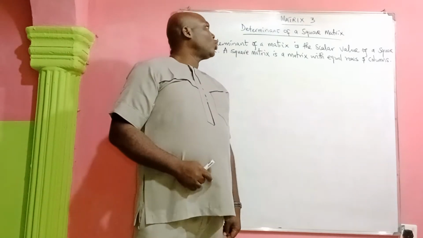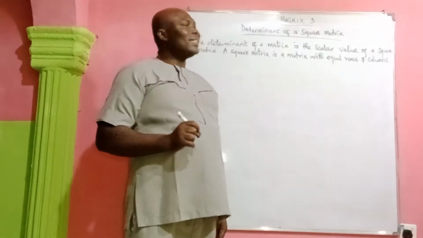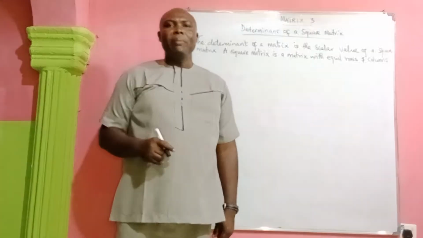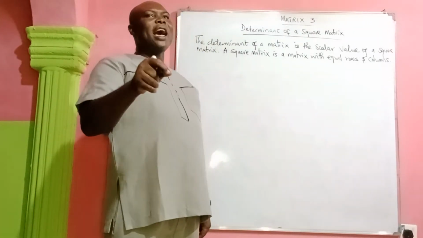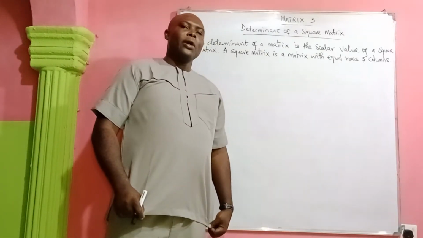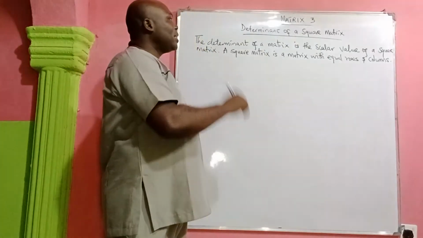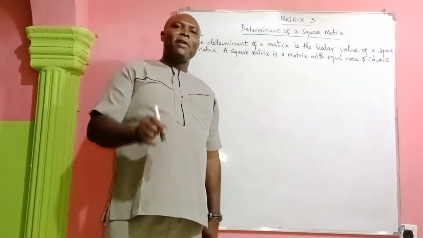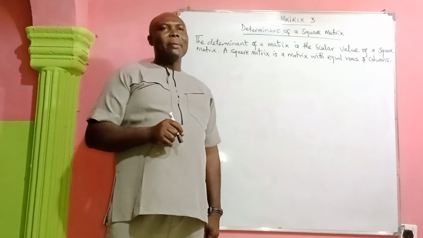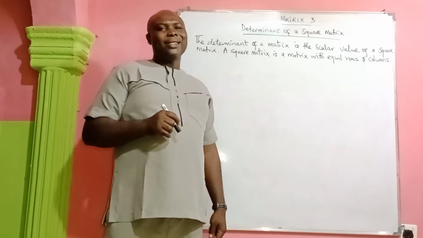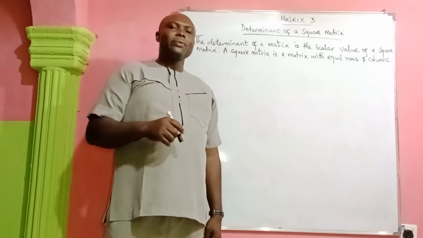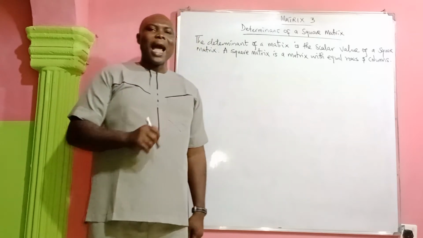Today we'll be going straight to matrix 3, determinant of a square matrix. Understand that the determinant of a matrix is the scalar value of that matrix itself. Please take note of that. The determinant of a matrix is the scalar value of the square matrix. And anytime we want to find the determinant of a matrix, the matrix itself must be a square matrix, that is, a matrix that has equal rows and columns.